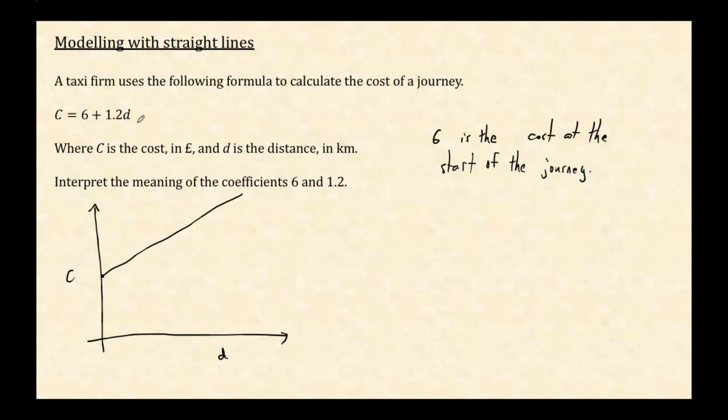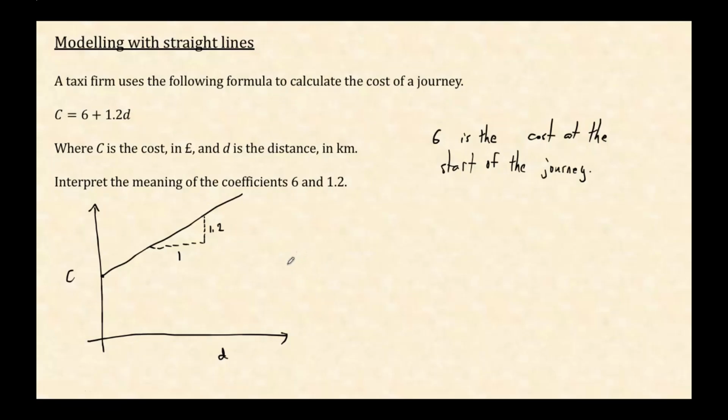Now what about the 1.2? Well, the 1.2 is the gradient. And when we talked about gradients earlier on in this chapter, I said that a good way to interpret the gradient is to say that for every 1 unit you go along, you go up by whatever the gradient is. Now, I've not drawn this proportionally very well, but what that means is if you go 1 kilometre further, then you pay £1.2 more.